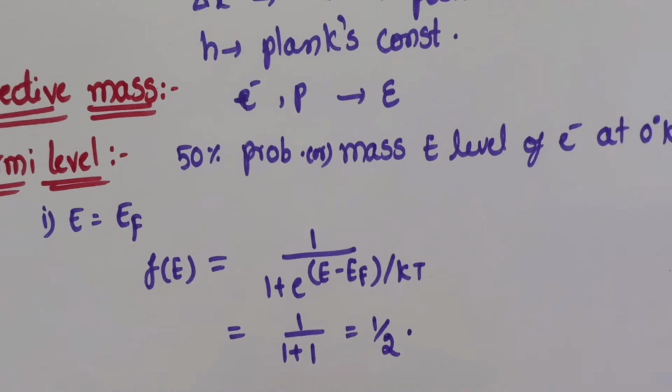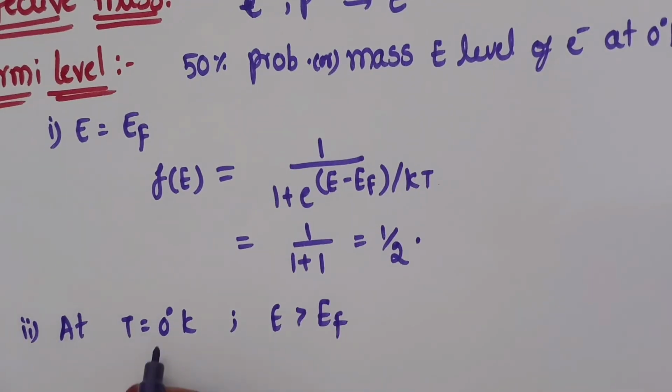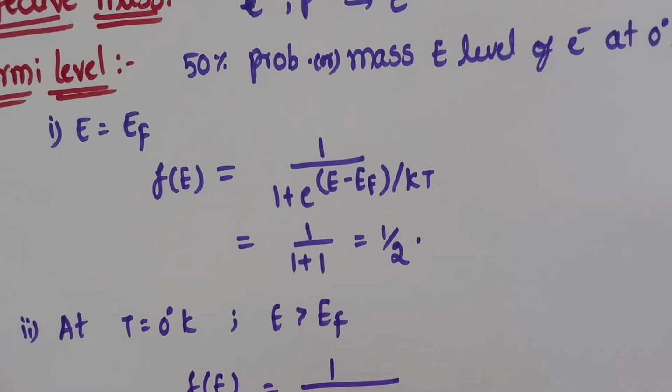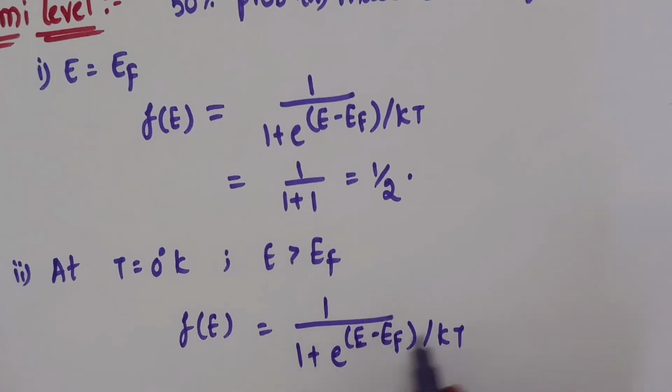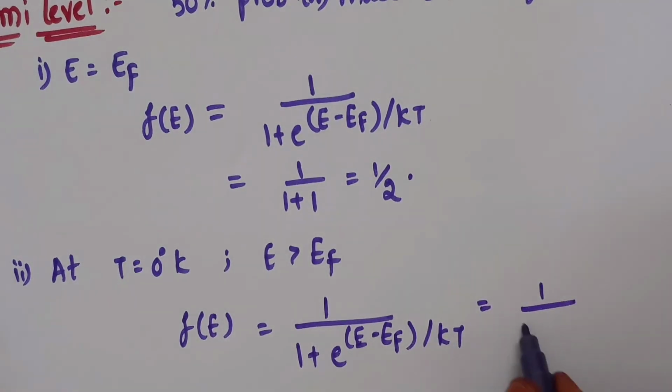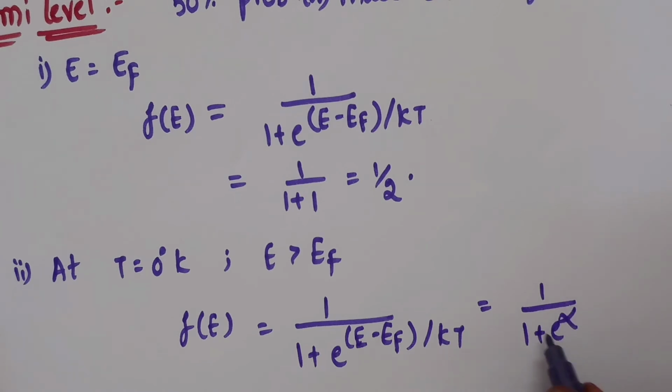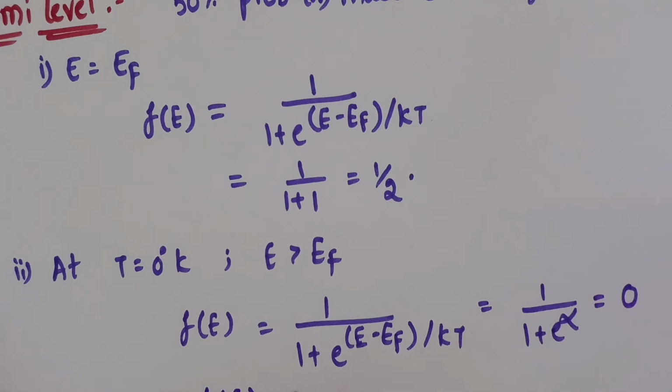The second condition is at T equal to 0 degree Kelvin, E greater than EF. Then f of E is equal to 1 by 1 plus e power (E minus EF) by kT. As E is greater than EF, this value becomes positive. So we can write it as 1 by 1 plus e power alpha, and this is a much higher value than 1. So this becomes 0. So the value of f of E for E greater than EF is 0.